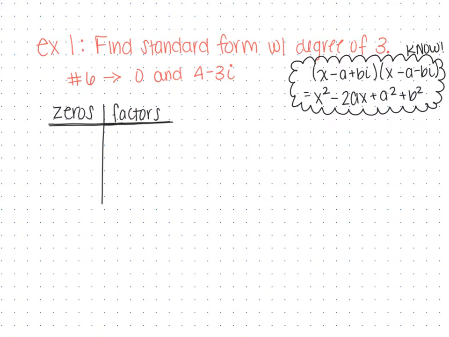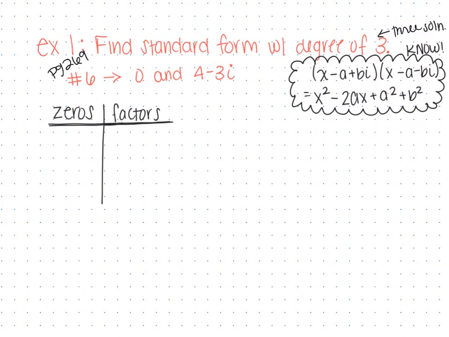We have find the standard form with a degree of 3. Now right off the bat, that degree of 3 tells me that I should have 3 solutions because of that degree rule that we learned in 4.1. This is also number 6 in your textbook. So on page 269, if you want to follow along, it's number 6. So find a standard form with the degree of 3, meaning that there's 3 solutions, and they gave me 2 of them, x equals 0 and 4 minus 3i.